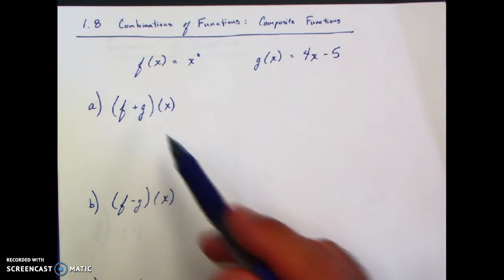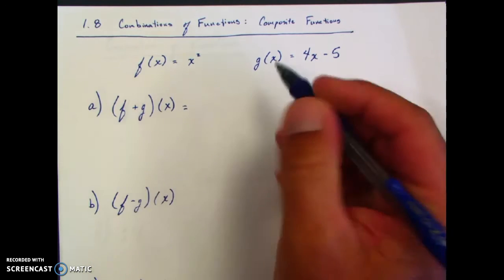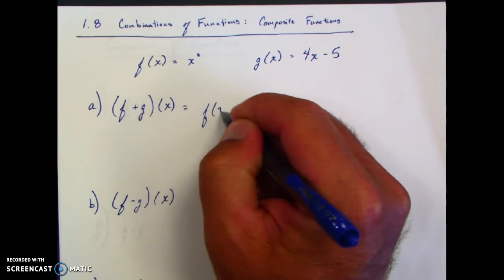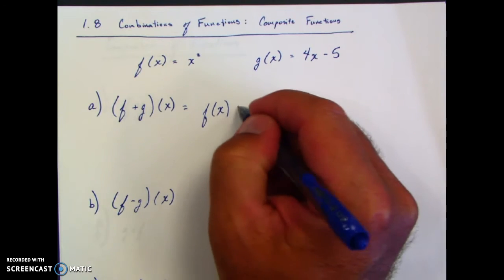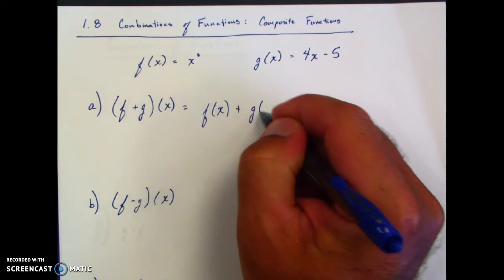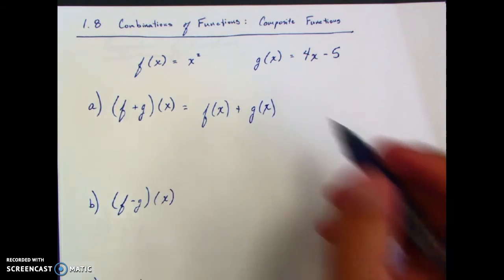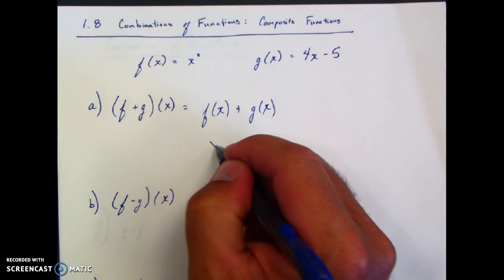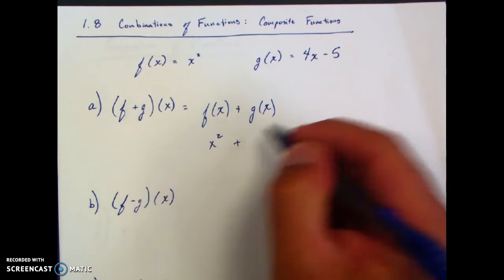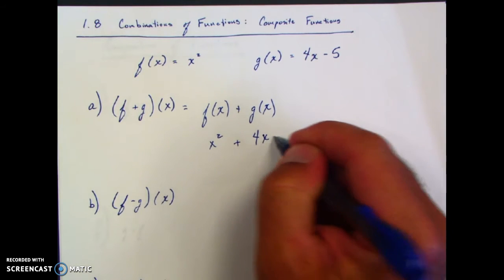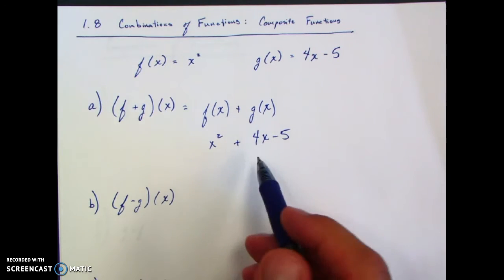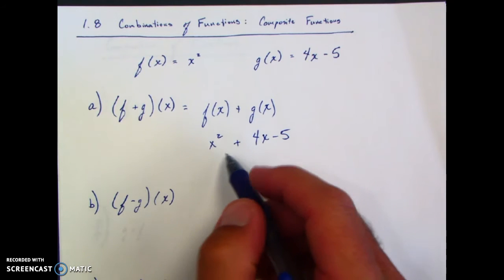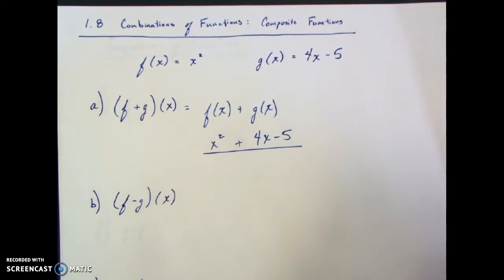So if I'm going to add those two functions, what this really looks like is we're taking f of x plus g of x. So we know f of x is equal to x squared and g of x is equal to 4x minus 5. At that point we could simplify. In this case we do not have any like terms, so that would be our answer in simplest form.